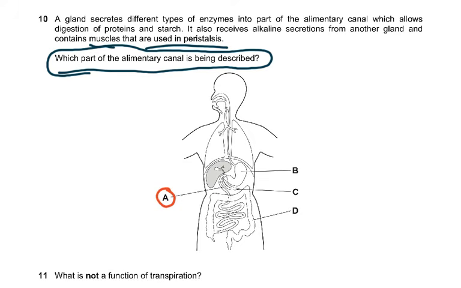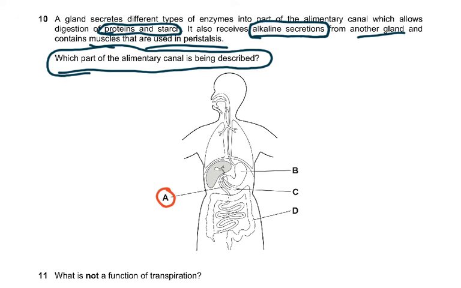Now, why is it A? A is the first part of the small intestine, the duodenum, which allows digestion of protein and starch, and it also receives alkaline secretions from another gland, and that is the pancreas. It receives the pancreatic juice, which contains the enzymes trypsin, amylase, and lipase. So the answer was A, the duodenum.